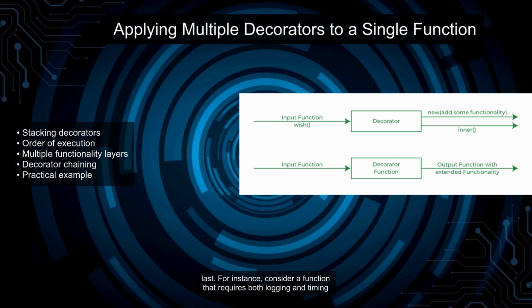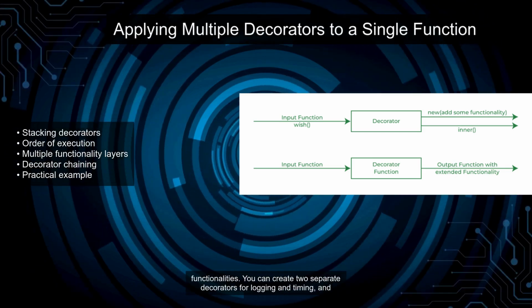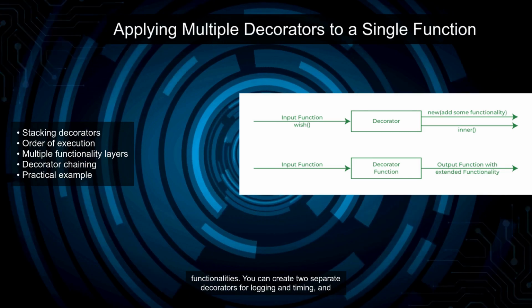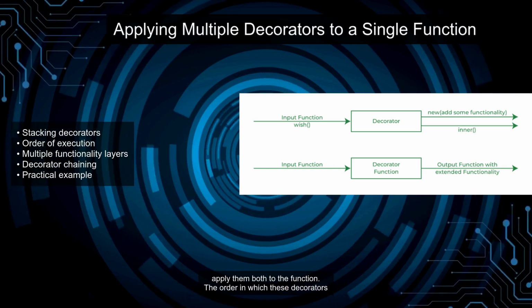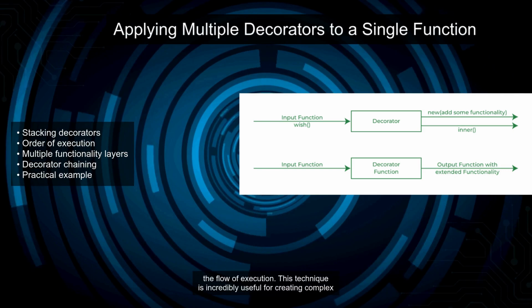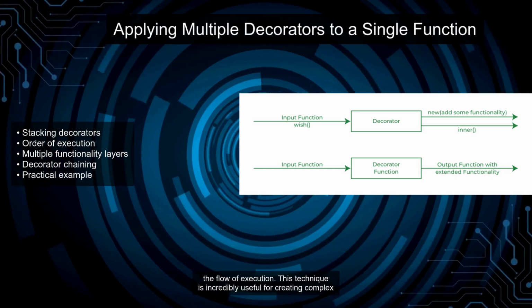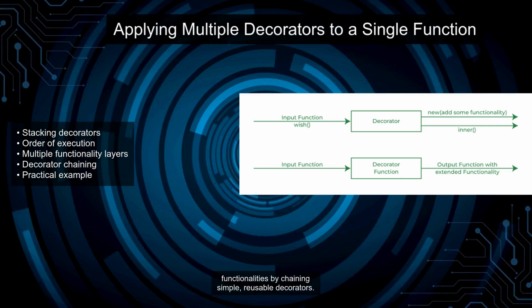For instance, consider a function that requires both logging and timing functionalities. You can create two separate decorators for logging and timing, and apply them both to the function. The order in which these decorators are applied can affect the final behavior, so it's crucial to understand the flow of execution. This technique is incredibly useful for creating complex functionalities by chaining simple, reusable decorators.